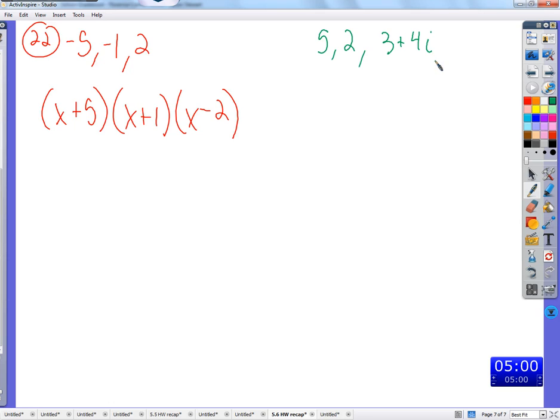Is there a zero missing? If we use the quadratic formula, how many zeros should we find? What should the other one be? Minus 3 minus 4i, and it's called the conjugate. It's our other zero. Okay.